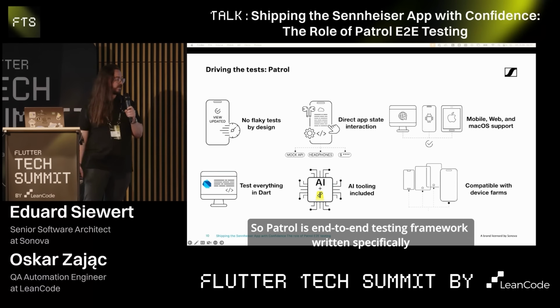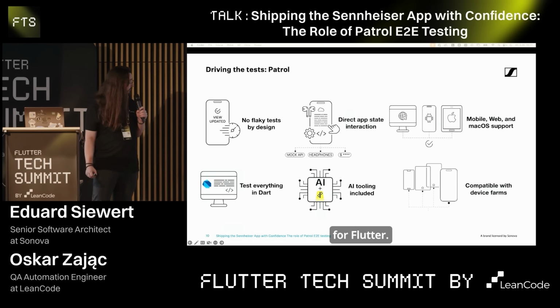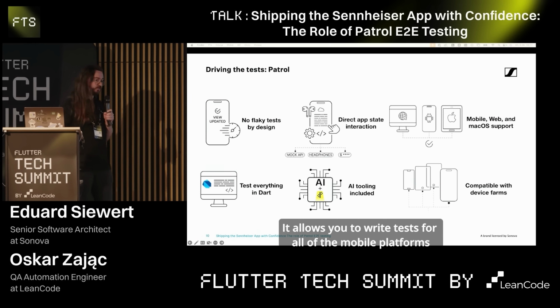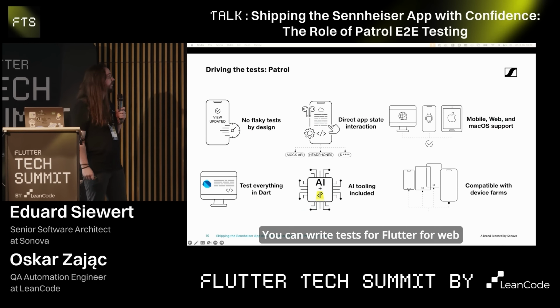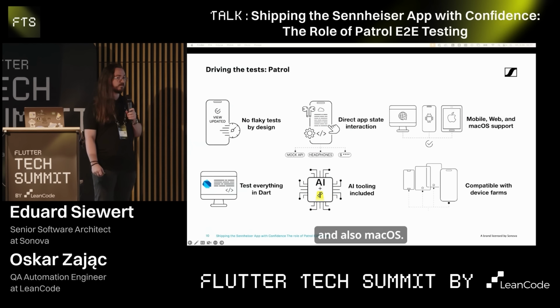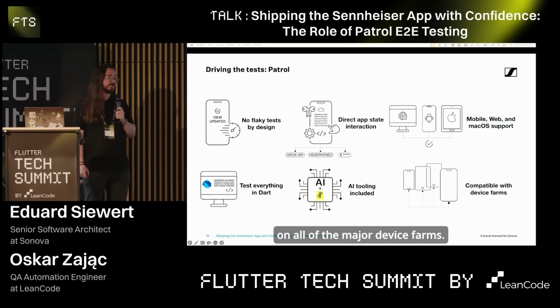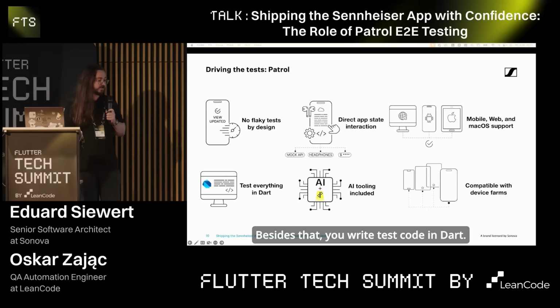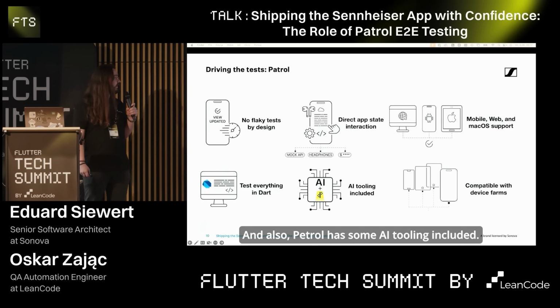So Patrol is an end-to-end testing framework written specifically for Flutter. It allows you to write tests for all of the mobile platforms, for Android and iOS. You can write tests for Flutter for web and also macOS. And later you can run those tests on all of the major device farms. Besides that, you write test code in Dart. Patrol allows you to do some direct native interaction, and also Patrol has some AI tooling included.